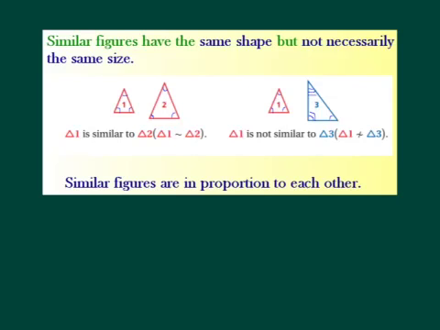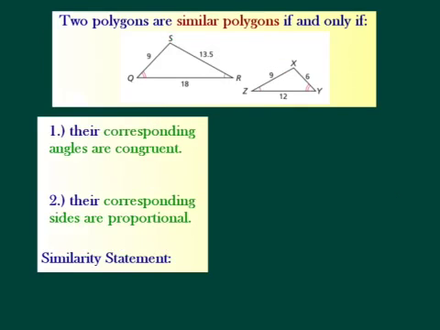So let's take, for example, these two sets of triangles. We have triangle 1 and triangle 2 right here, and both of these triangles aren't the same size, but they're the same shape. They have angle, angle, angle similarity. Now let's take this example, these two triangles, triangle 1 and triangle 3. These two triangles are not similar. They're not the same shape, nor the same size, so they are not similar to each other. Similar figures are in proportion to each other. So let's dig a little bit more into what that actually means.